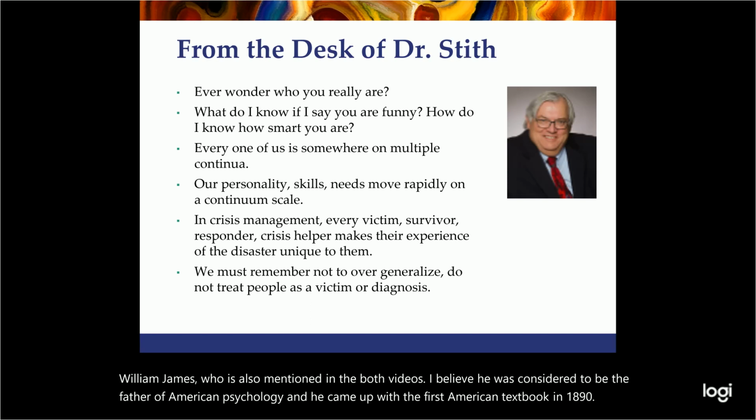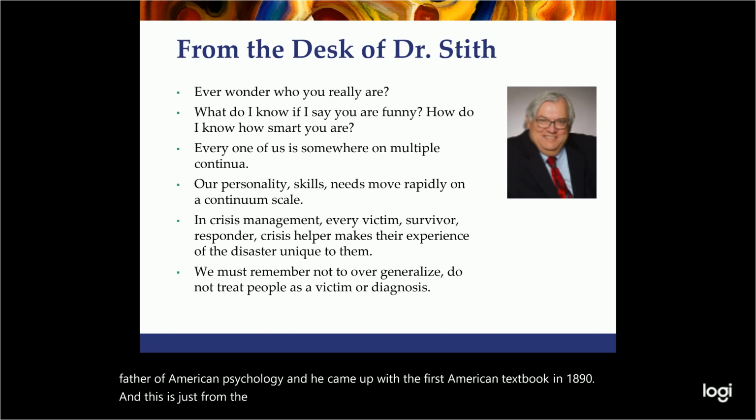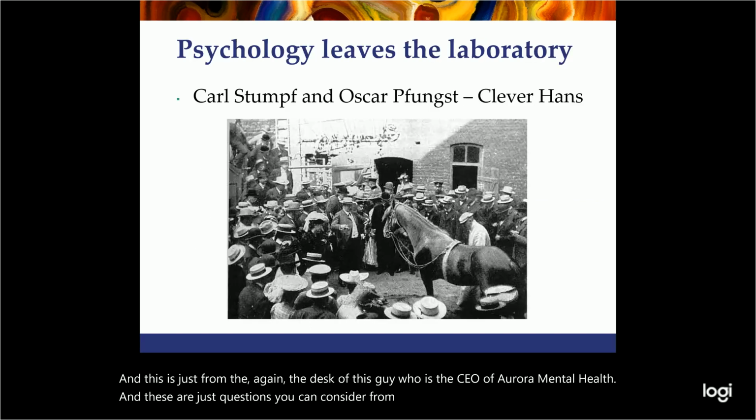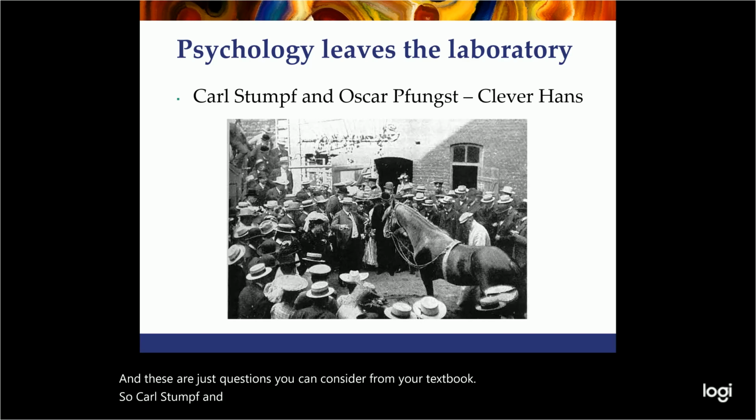And this is just from the desk of this guy who is the CEO of Aurora Mental Health. And these are just questions you can consider from your textbook. So Carl Stumpf and Oscar Pfungst came out with Clever Hans, and you could read about how that happens in your textbook.